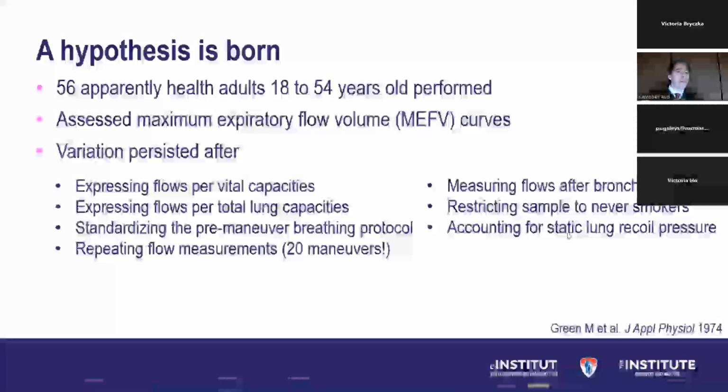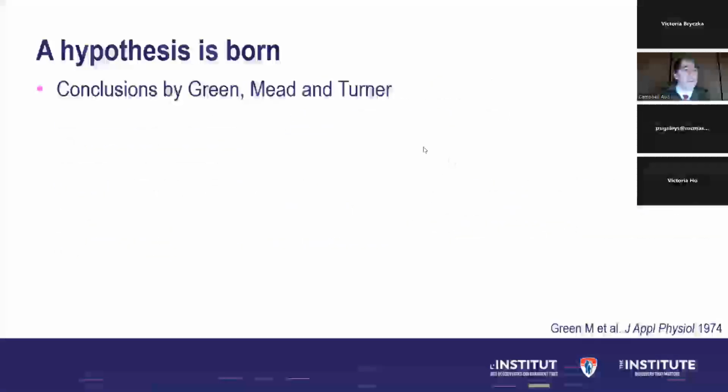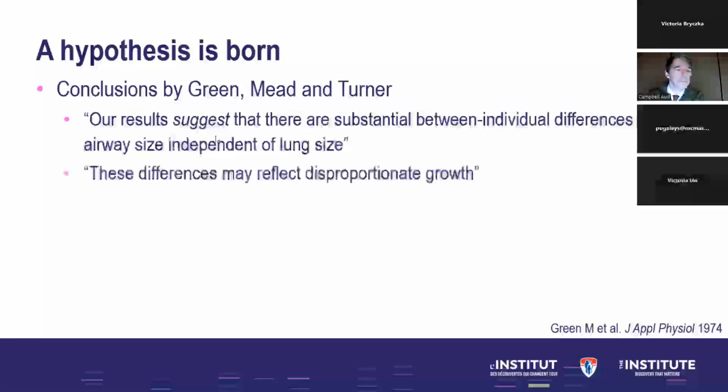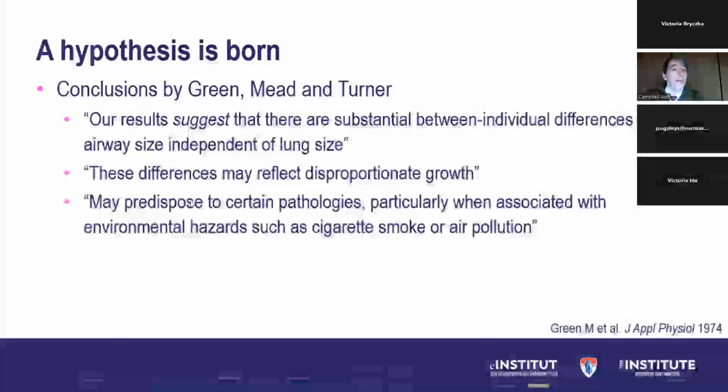And so after evaluating all of these potential sources of variation, they were still left with a ton of variation. And so this is what they concluded. "Our results suggest that there is substantial between individual differences in airway size independent of lung size." This was really a hypothesis resulting from their observations. They didn't directly measure the dimensions of the airway tree back in the 70s. "These differences may reflect disproportionate growth, and it may even predispose to certain pathologies, particularly when associated with environmental hazards such as cigarette smoke or air pollution."